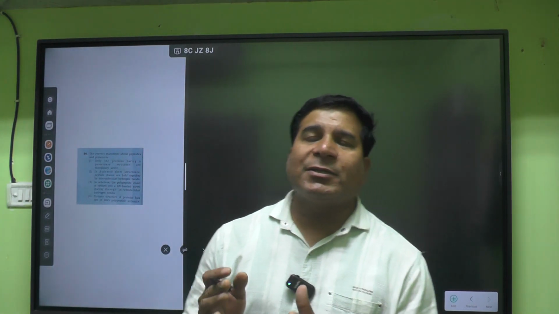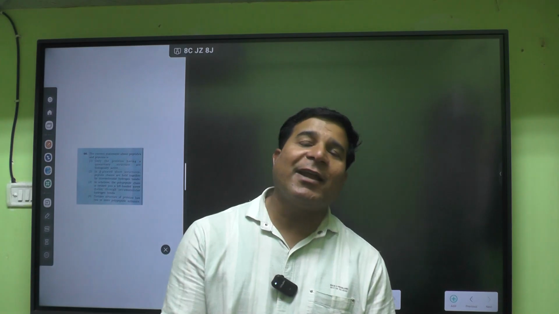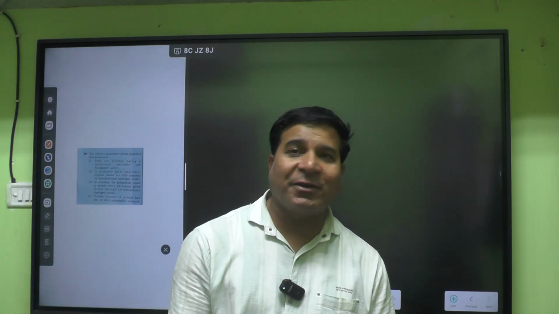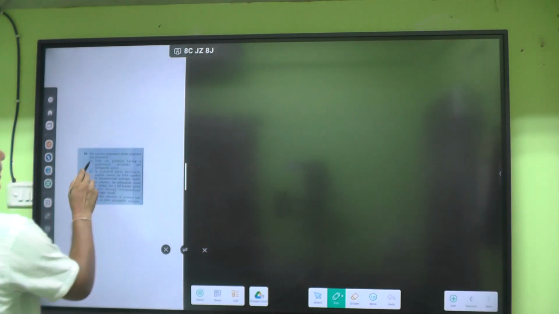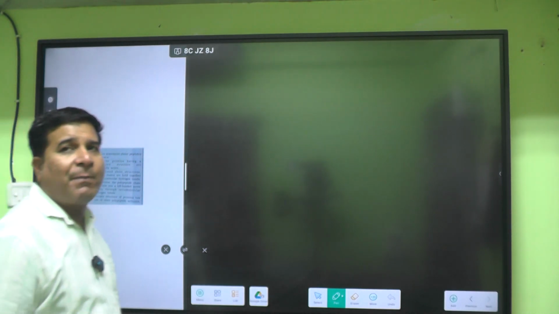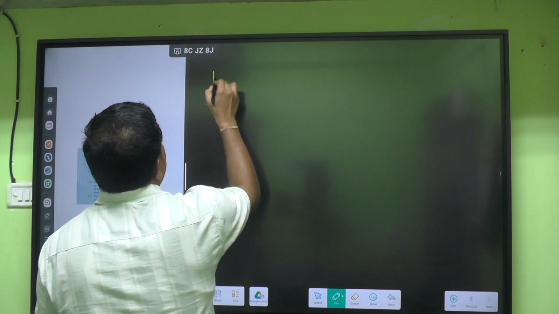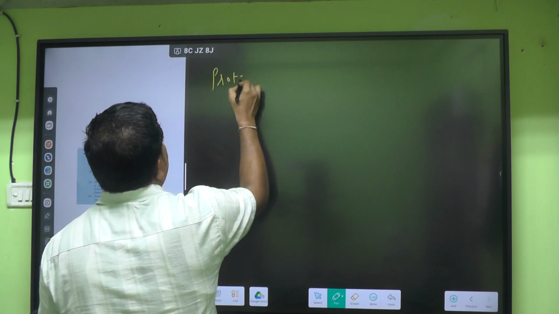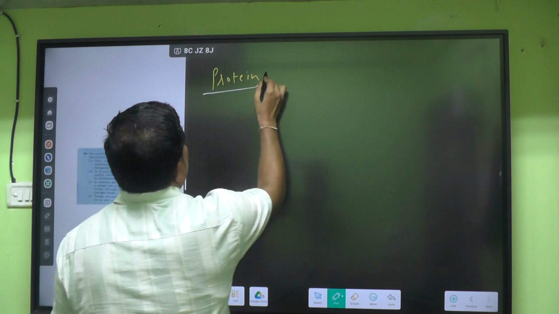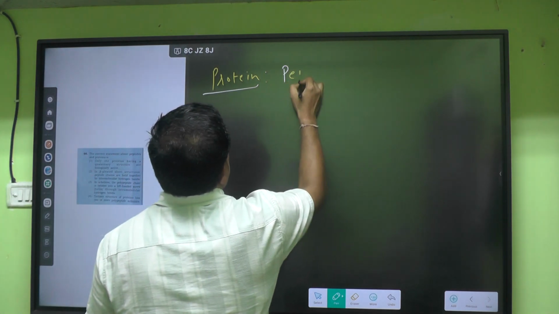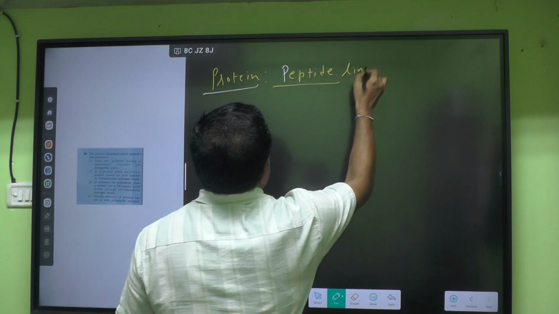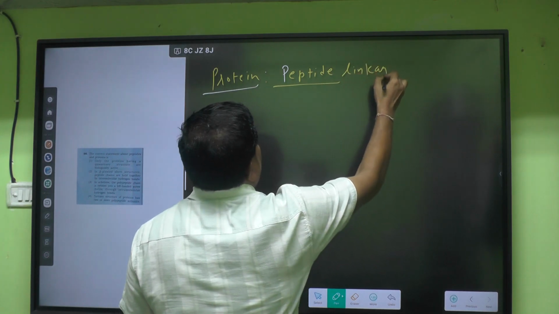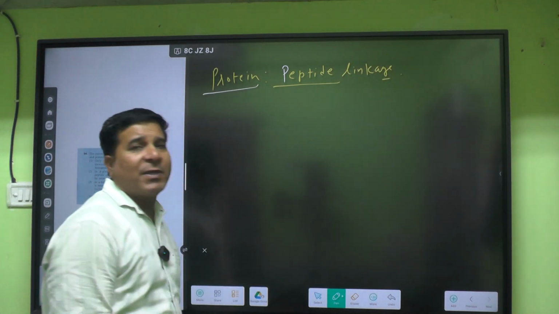Remember, what is the structure of protein? Primary structure, secondary structure, tertiary, quaternary structure of protein. Now, the correct statement about peptides and proteins. Do you know about the peptide linkage in proteins? In protein, the peptide linkage is present. Which linkage is present? Peptide linkage.